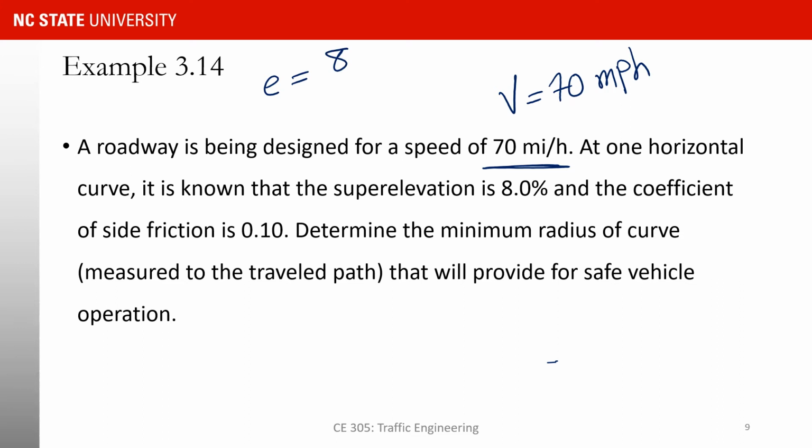And the coefficient of side friction is 1. So F sub S is 0.1, not 1, it's 0.1. Determine the minimum radius of curve that will provide for safe vehicle operation. So it's asking for R sub V.